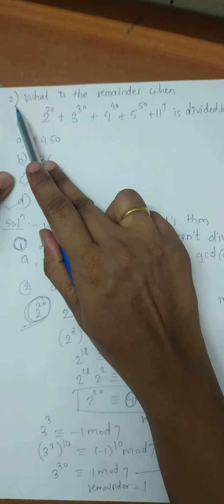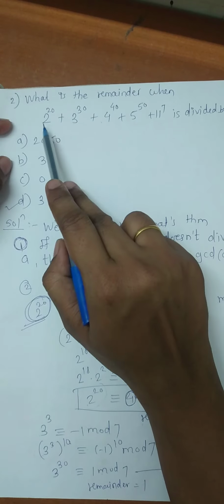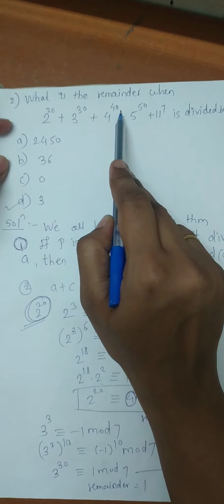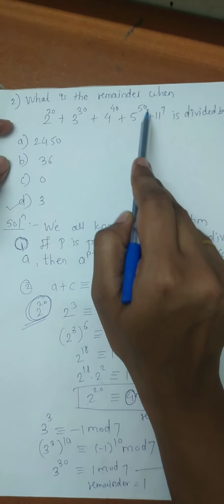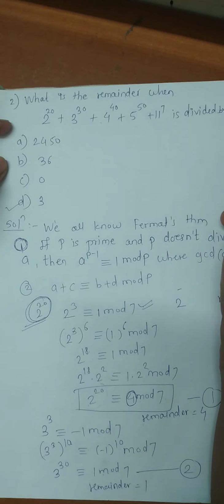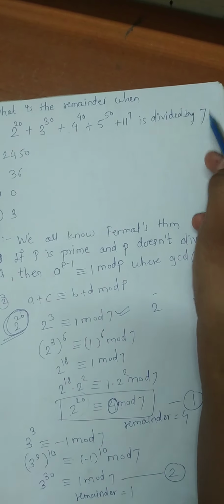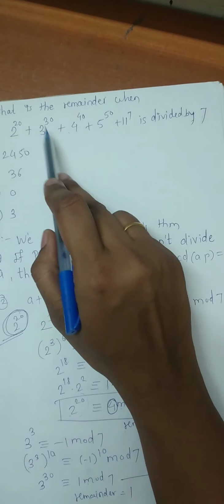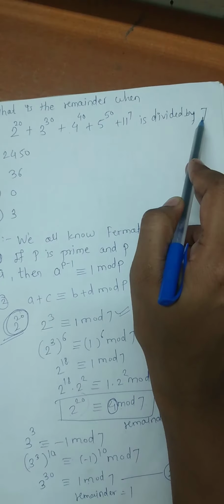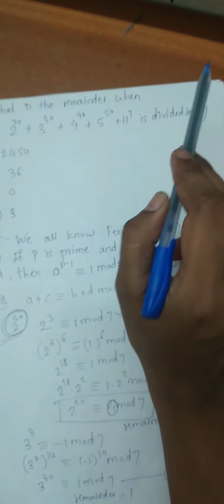So second question, second MCQ. What is the remainder when 2 to the power 20 plus 3 to the power 30 plus 4 to the power 40 plus 5 to the power 50 plus 11 to the power 7 is divided by 7? So observe that here 7 is a prime number and 2, 3, 4, 5, 11, all these numbers are relatively prime to 7, means the GCD of all these numbers with 7 is 1.